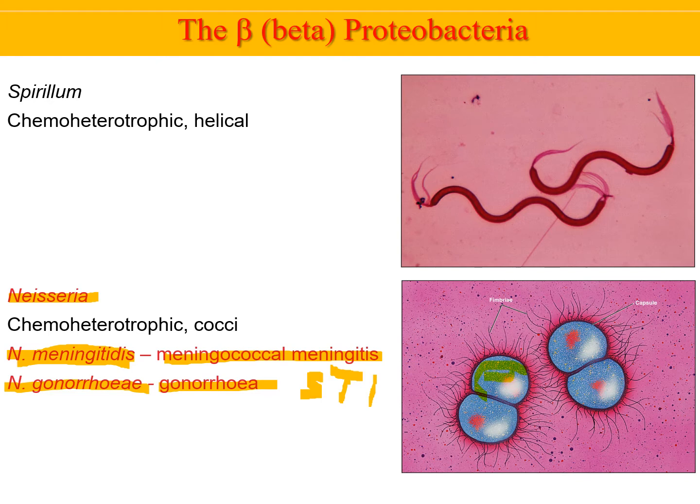In any case, these are Neisseria. I don't know if it's gonorrhea or meningitis, but it's growing as in pairs. The arrangement that it grows in is pairs. Very, very characteristic feature.